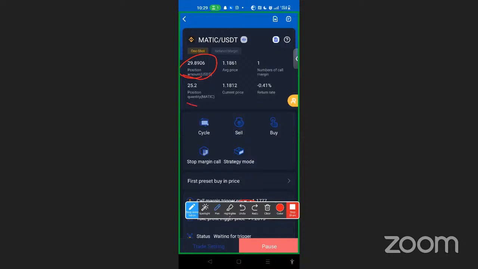Then we have position quantity. Position quantity is the total amount of coins the robot has bought according to the amount of money it has invested.